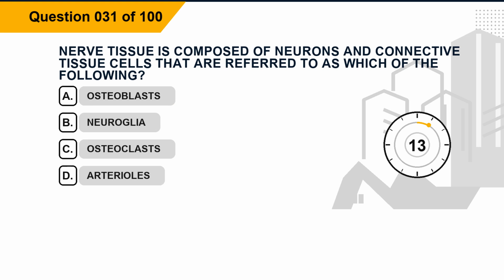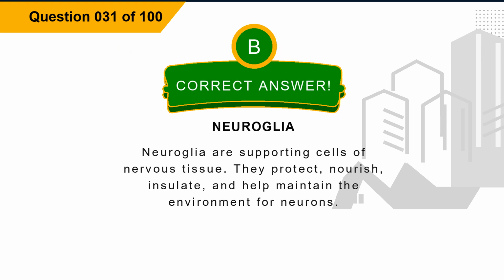Question 31. Nerve tissue is composed of neurons and connective tissue cells that are referred to as which of the following? Option A, osteoblasts. Option B, neuroglia. Option C, osteoclasts. Option D, arterioles. The correct answer is option B, neuroglia.